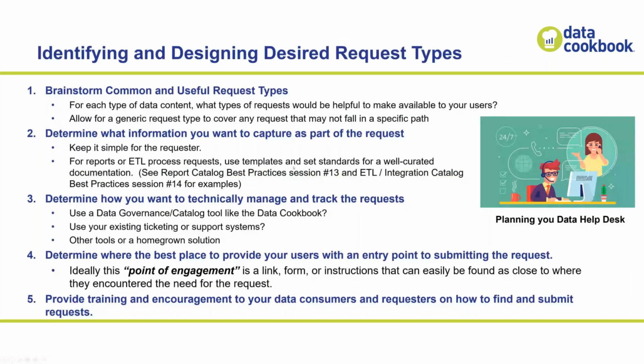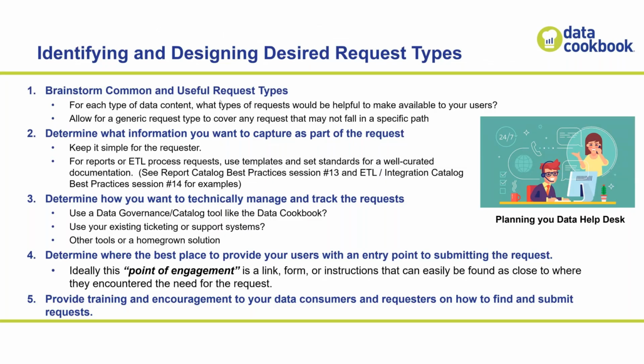Here's sort of 5 points, and you can do this however you want, but first is identifying and designing the desired request types. So, brainstorm common and useful request types. Think for each of the different types of data content. You may want to start off with reports, or you can look at data systems, whatever. Ask: what are the types of things that, if people can't find in the catalog, they might have a request to have done?